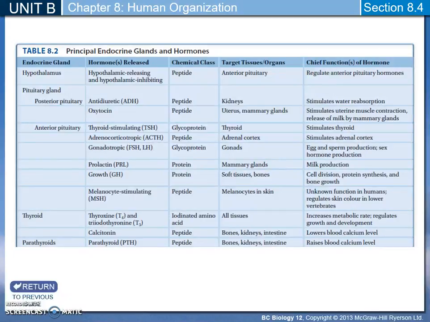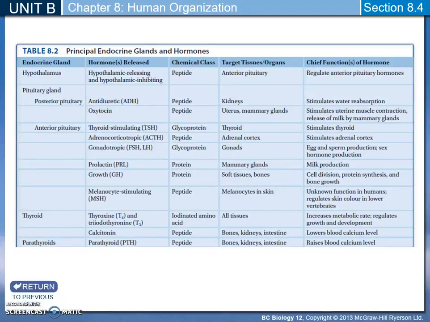So you have the posterior pituitary, which produces ADH, or antidiuretic hormone, which acts on the kidneys and stimulates water reabsorption, and oxytocin, which acts on the uterus and mammary glands, and it stimulates uterine muscle contraction and release of milk by the mammary glands.